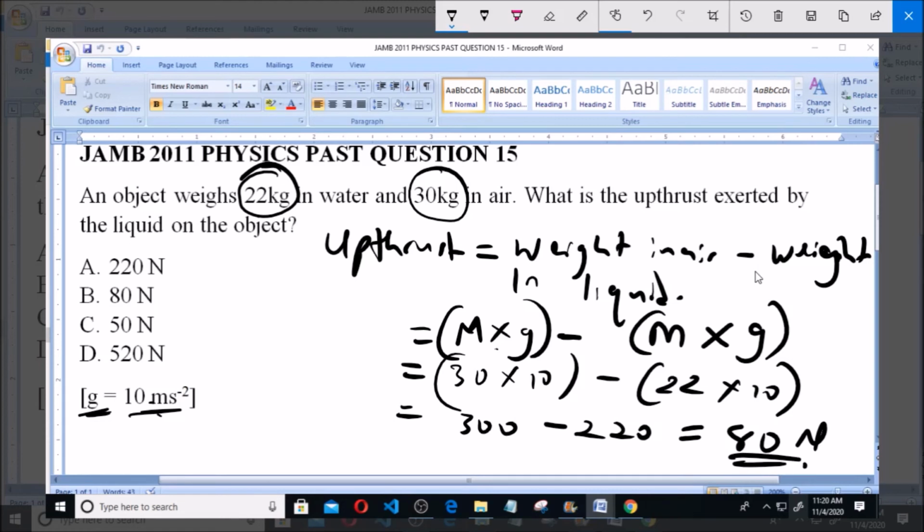So 80 Newton is the upthrust exerted by the liquid on the object. 80 Newton is option B, which is the answer to this question.